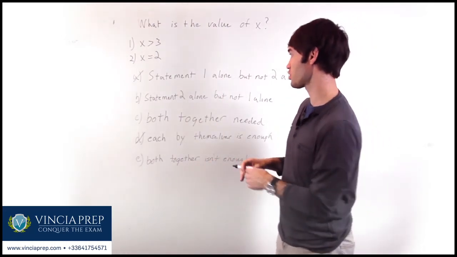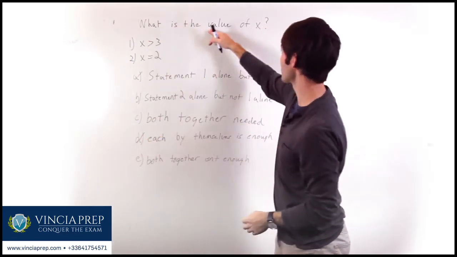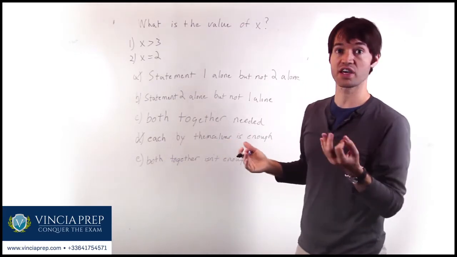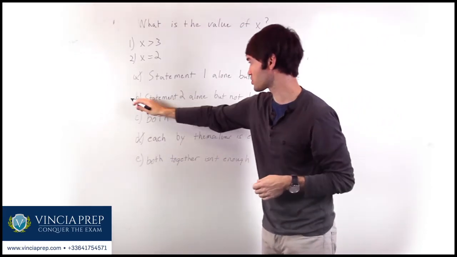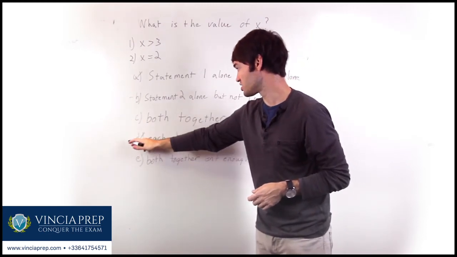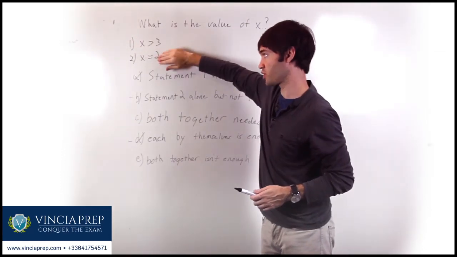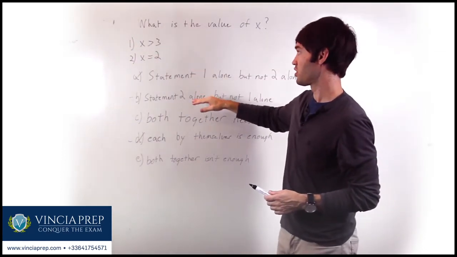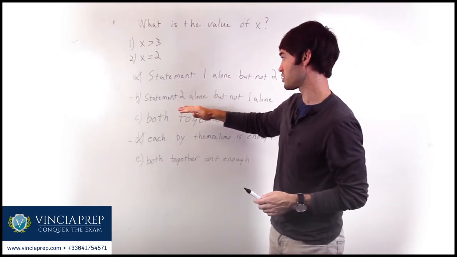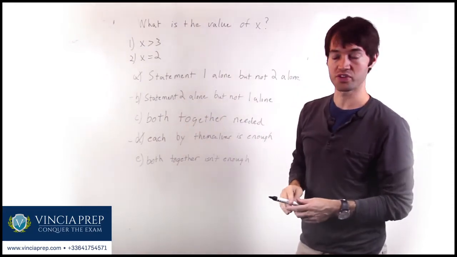Likewise, if we had started with statement 2, and we saw, okay, what is the value of x? Statement 2 says that x is equal to 2. Well, we can give one exact value for x. So that means the answer is going to be either B, or it's going to be D. So if not paying attention to the first statement, if we look just at the second statement, and we find that that's sufficient, then the answer is going to be either B or D, because D says that each one by itself would be sufficient.